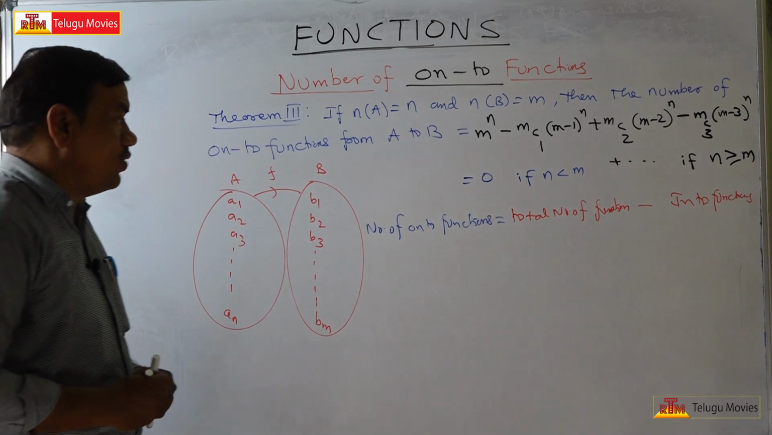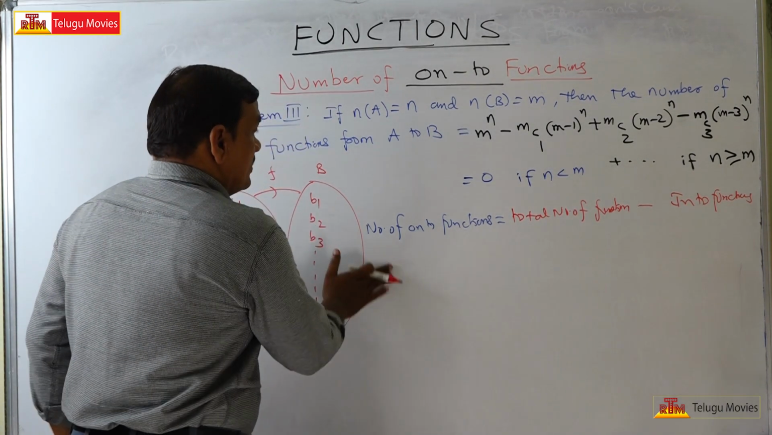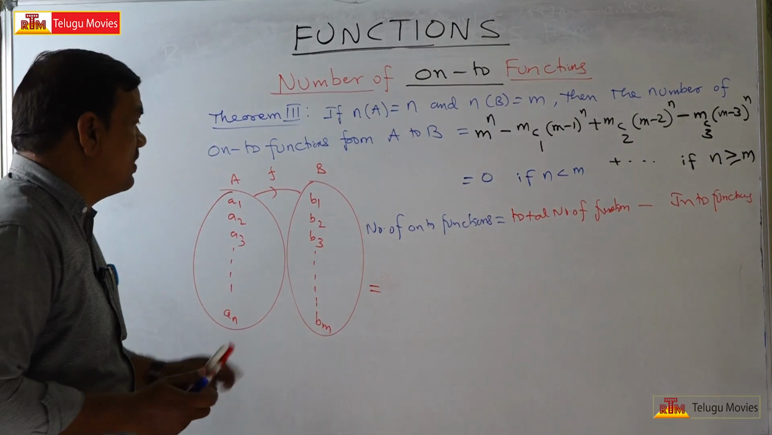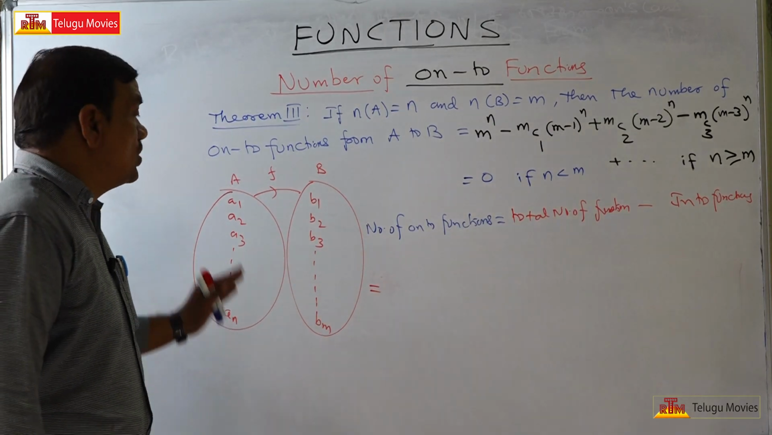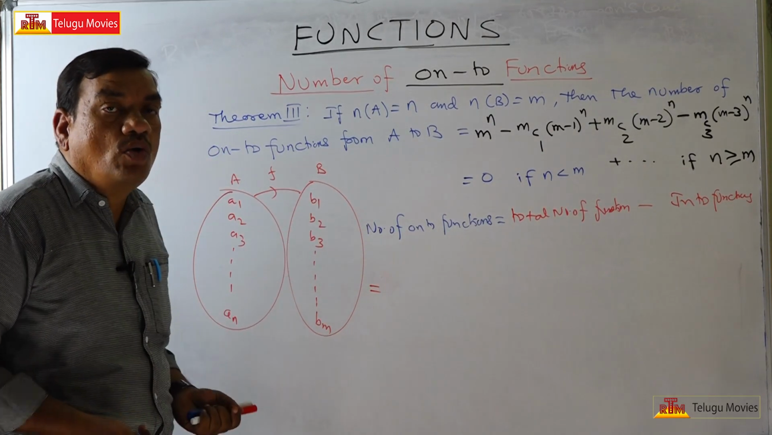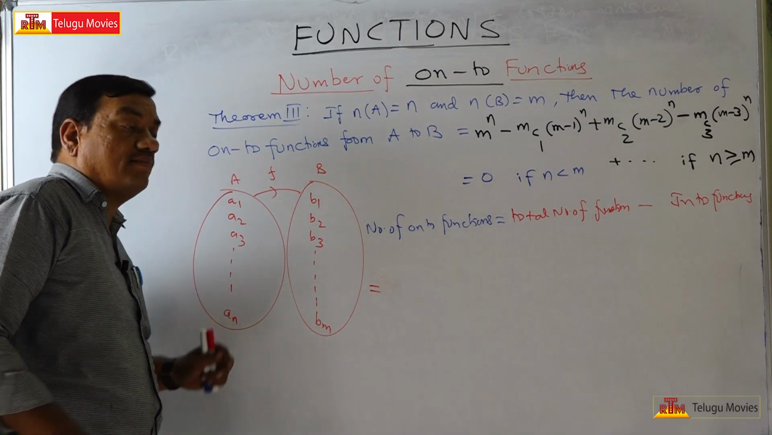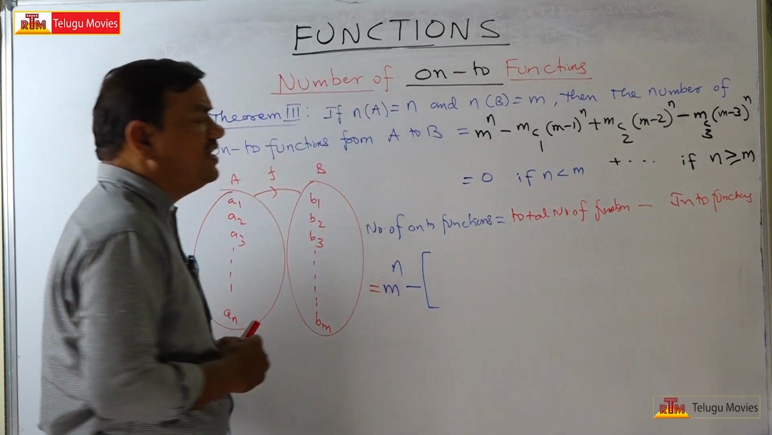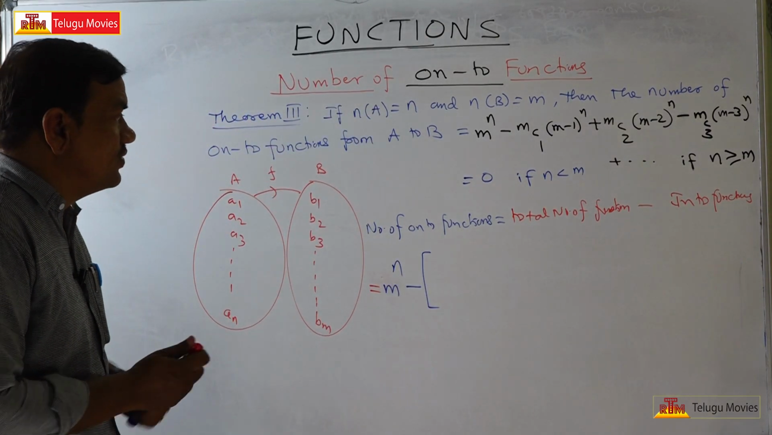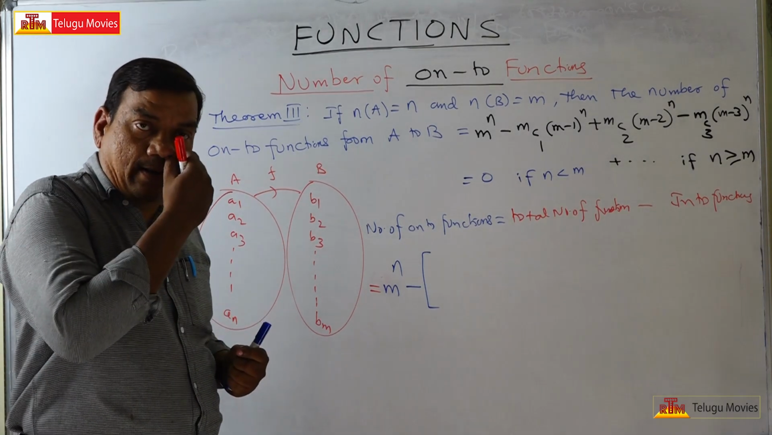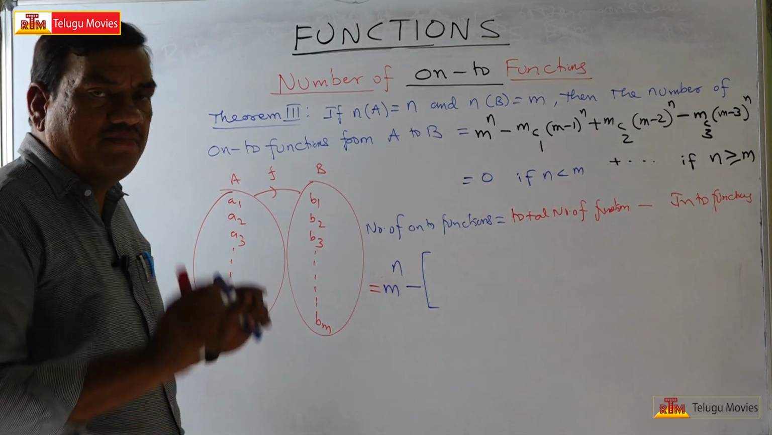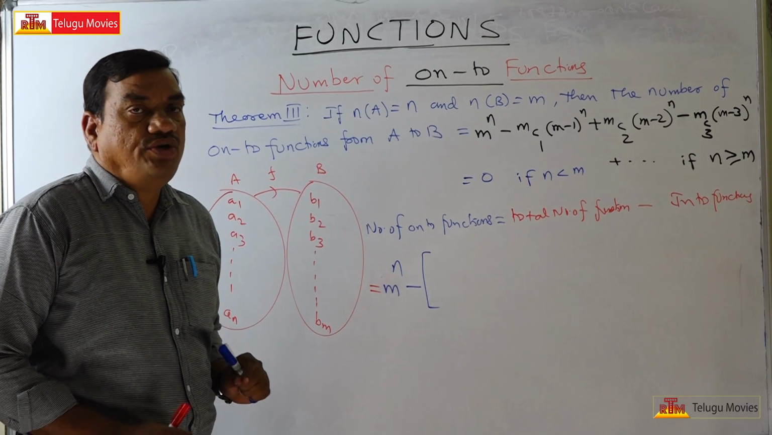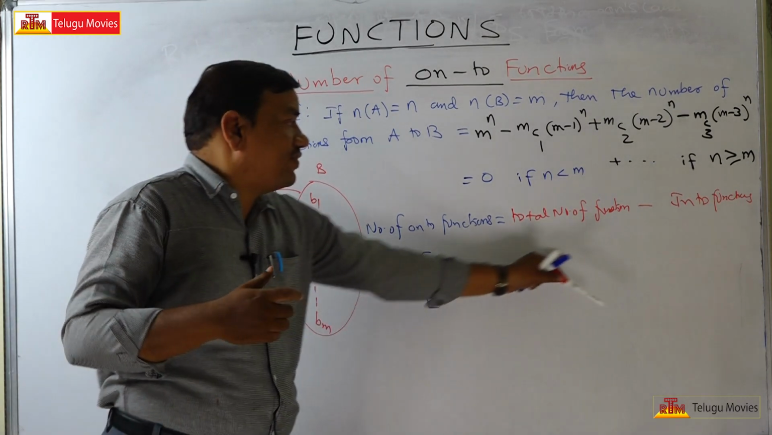That is very clear. Now, total number of functions from A to B are how many? M to the power of n. That is m to the power of n minus, be careful here. From here onwards, our real concept is going. Don't get confused here. Be careful here. Minus the number of into functions.